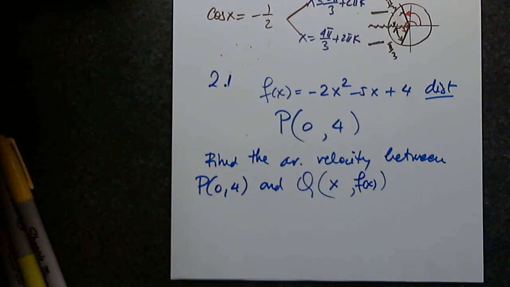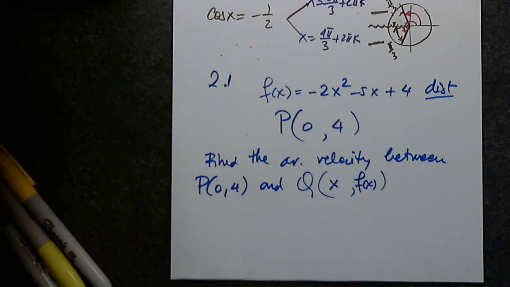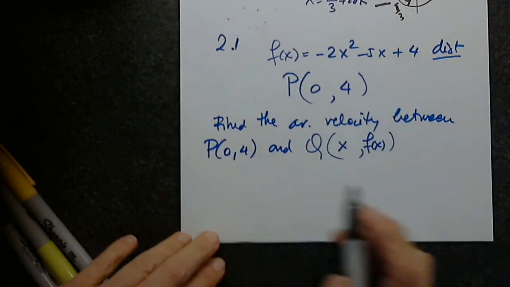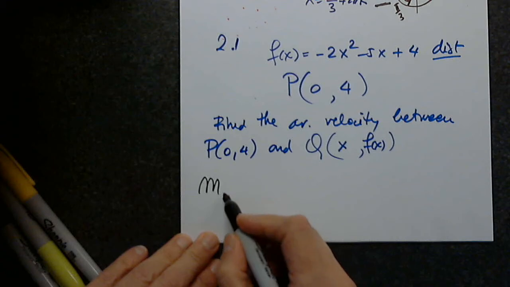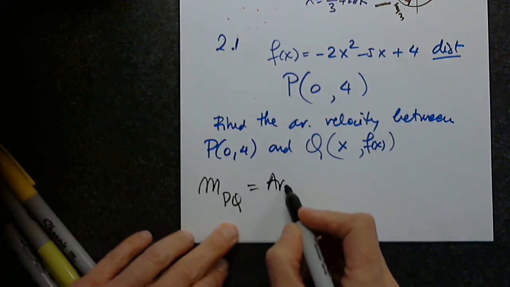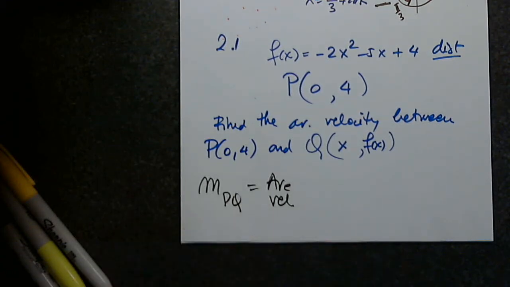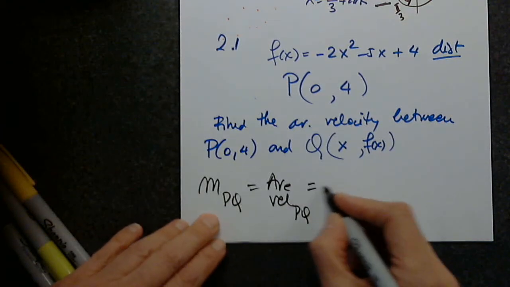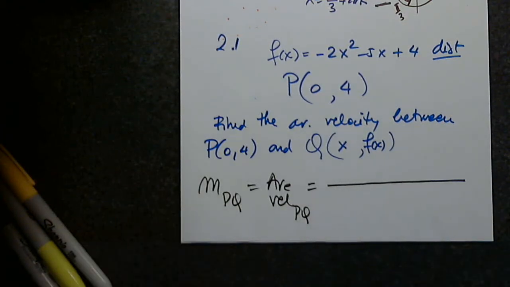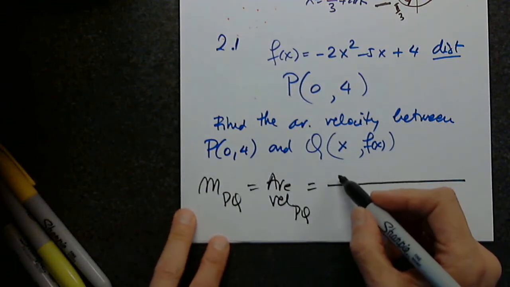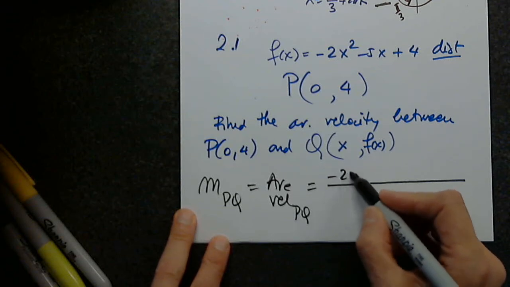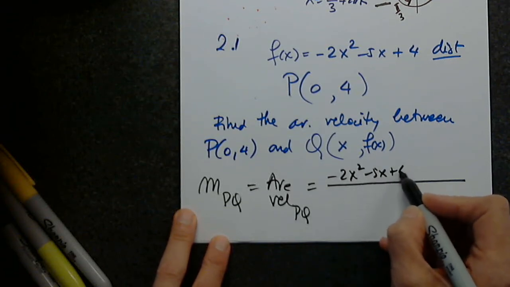Good. So I would like to determine the average velocity. This is a piece of cake, right? So that will be the slope of PQ, which is the average velocity between P and Q. There is nothing there to be done. And you will dictate, and please replace the function directly. And what will you say? Yes, which is negative 2x squared minus 5x plus 4.